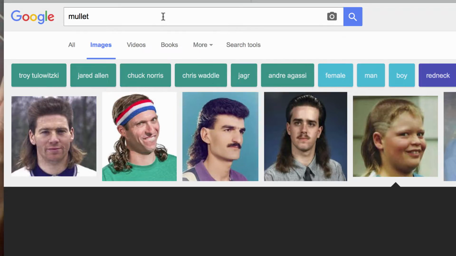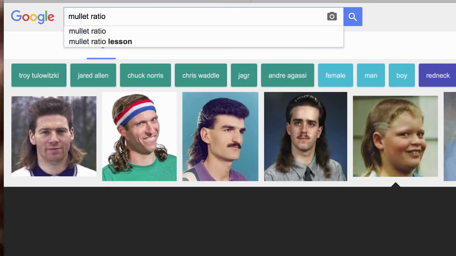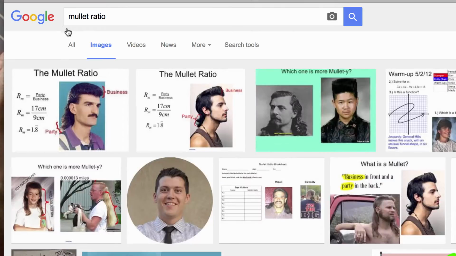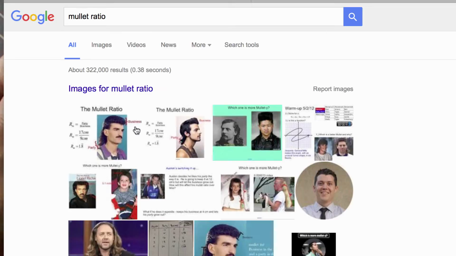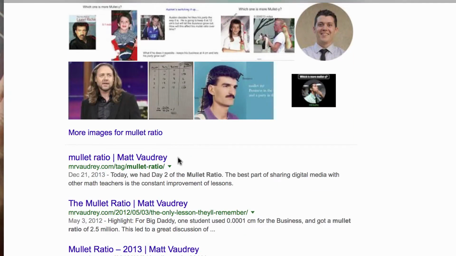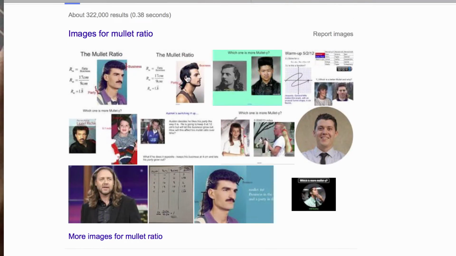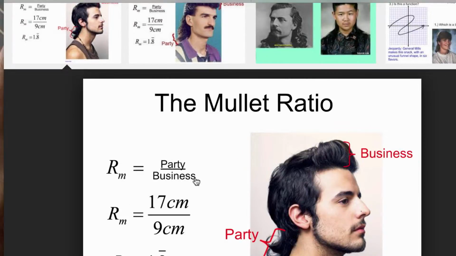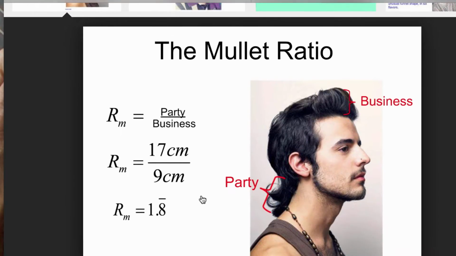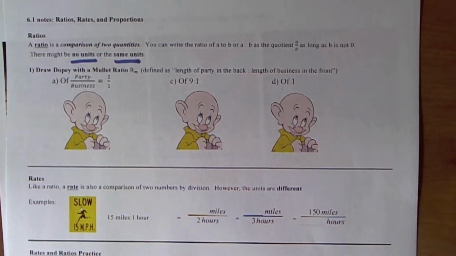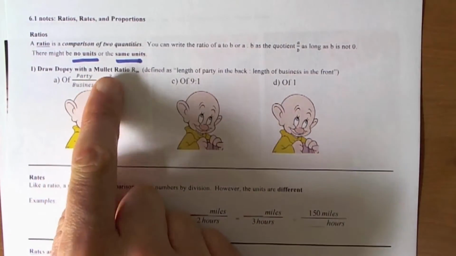Actually, trying to give credit here, this was done by a teacher named Matt Vaudry, and he came up with this idea of how there's different mullet ratios that we can create. The ratio would be the ratio of party in the back to business in the front. Okay, we're not going to do that lesson for time's sake, but I just want to give credit where credit is due. So let's say our mullet ratio of party to business is 2 to 1.